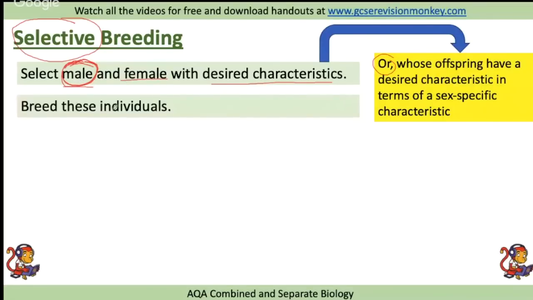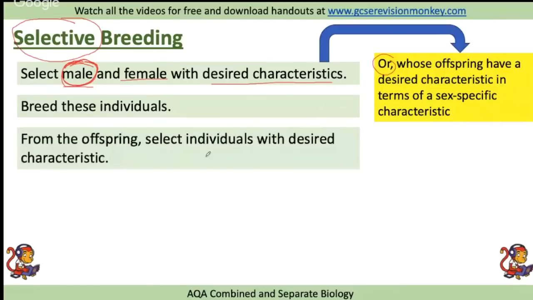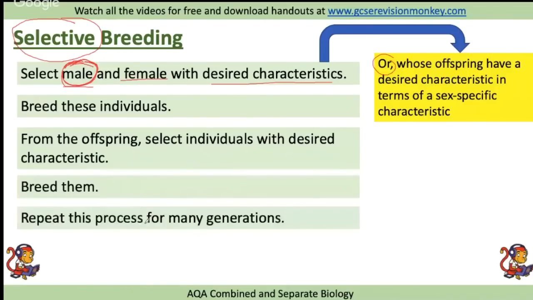You breed these individuals together, and from the offspring, you select those individuals with your desired characteristic. It could be producing more milk or more meat or whatever it is. And then you breed those. And then you continue this process for many, many generations. So always picking your individuals that you want to breed and breeding them together.